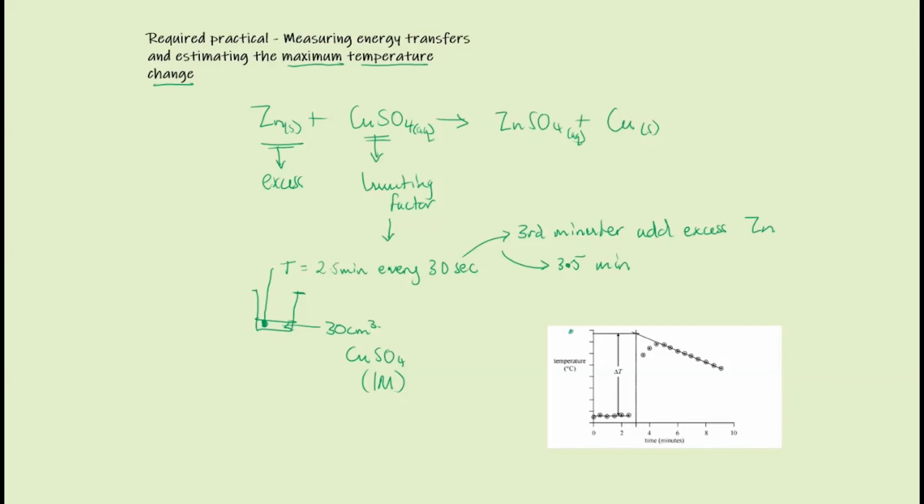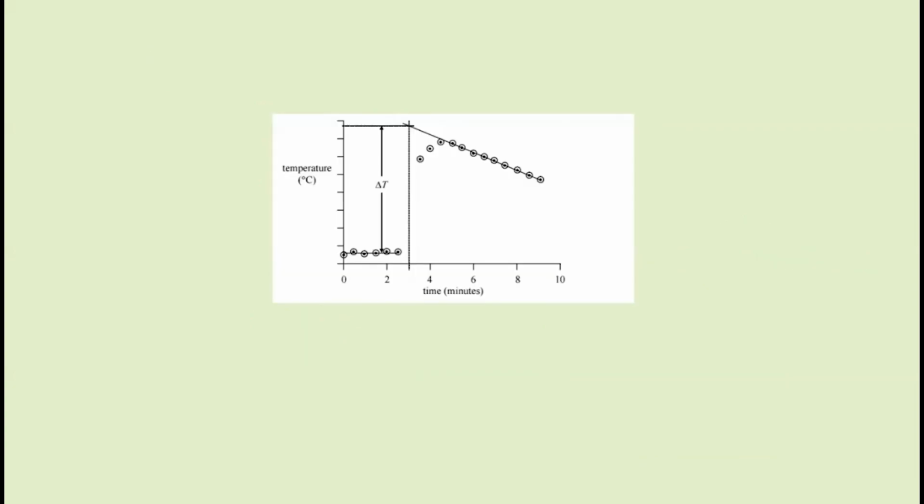So 3.5 minutes, every 30 seconds for 10 minutes, let's say. Okay, and we continue to do that. And what we then do is we plot our graph. So we end up with a graph like this. Now the annotation's already in there, but we'll just talk through it.